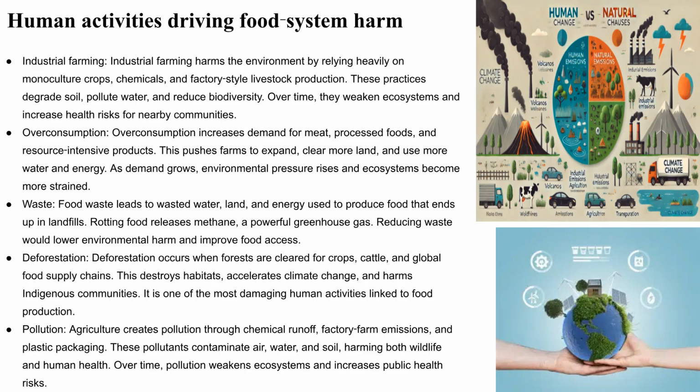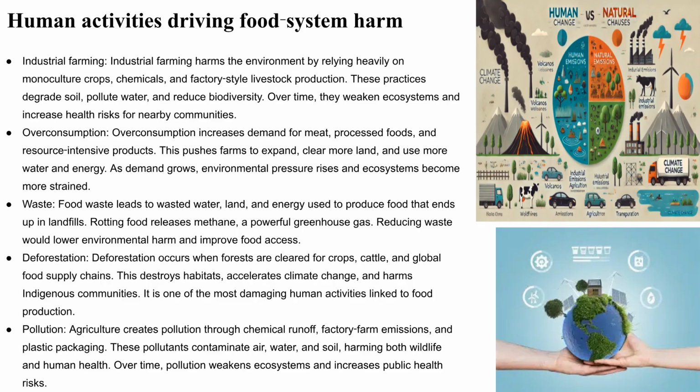On this slide, I'm explaining the main human activities that harm our food system. Industrial farming, overconsumption, waste, deforestation, and pollution all work together to damage the environment and create health risks for communities. Industrial farming weakens soil and biodiversity, while overconsumption pushes farms to expand, clear more land, and use more water and energy.